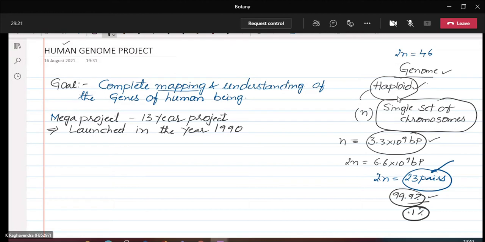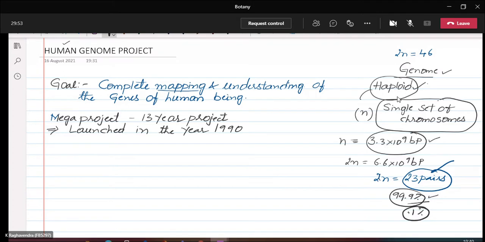In order to understand that little more clearly at the molecular base level, this Human Genome Project was launched. The ultimate goal of the Human Genome Project is to know the genes and understand the functions of the genes. As the human genome consists of 3.3 into 10 to the power of 9 base pairs, this is going to be a mega project because you have to sequence them, you need to know the sequence.